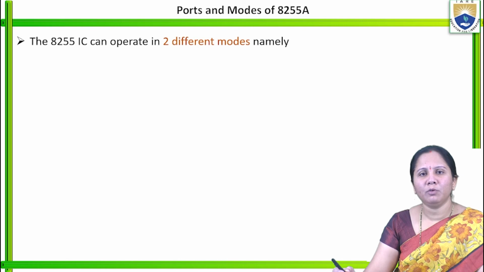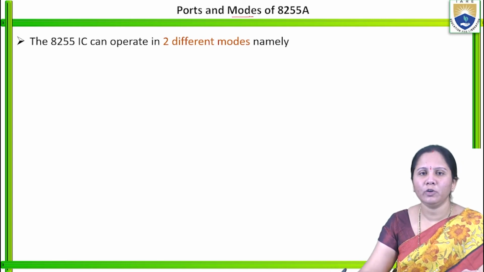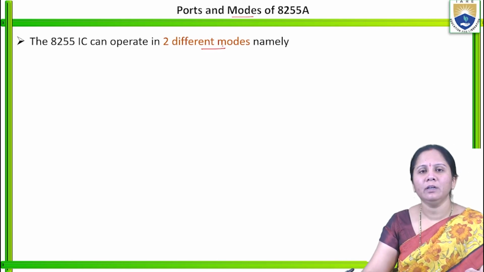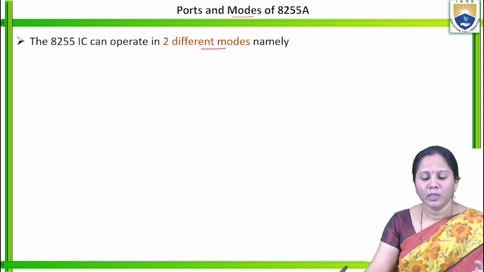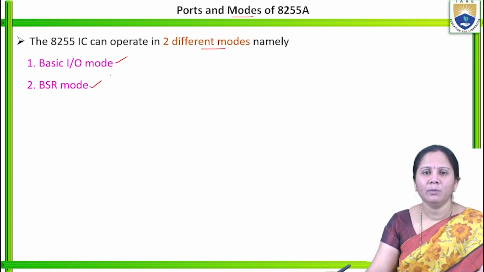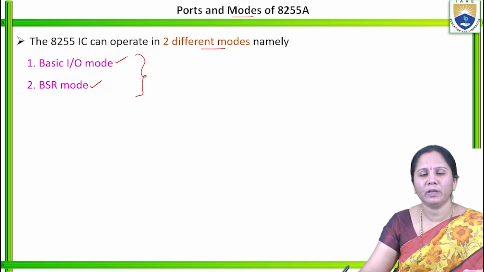Now, that is what about the architecture of 8255 PPI. Now coming to the ports and modes of 8255A. This 8255 IC can be operated in two different modes. One is basic IO mode, another one is BSR mode. Basic IO mode represents basic input output mode, and BSR mode represents bit set reset mode. These are the two different operating modes of 8255 IC.